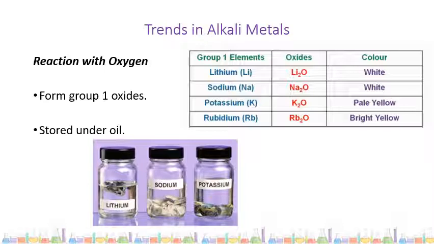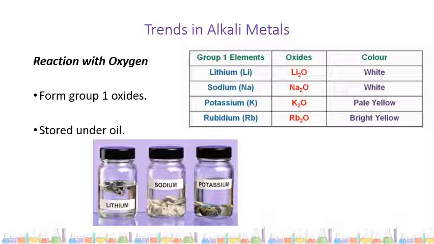The first reaction we'll look at is the alkali metals with oxygen. They form group 1 oxides, and they're so reactive with oxygen that these metals need to be stored under oil. If we look at the sodium one here in the jar, you can see that it looks white. However, we know that sodium is a metal, so it should be shiny.